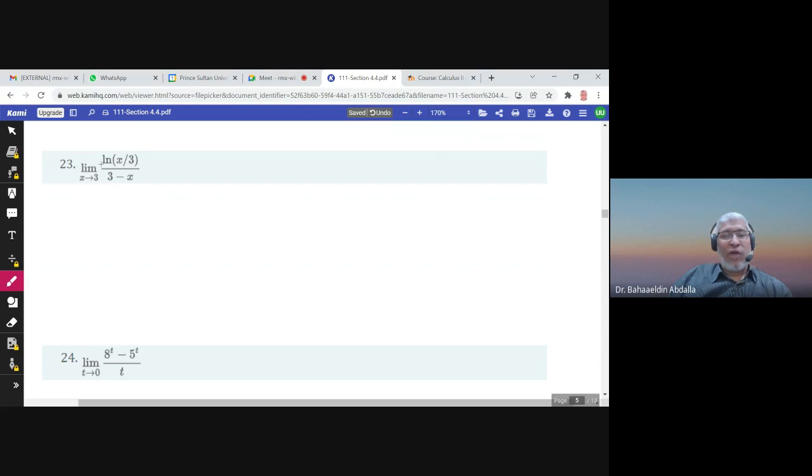3 over 3 is 1. Ln 1 is 0. I have 0 over 0. So I use L'Hopital's. Derivative of ln x over 3 is 1 over x over 3 times the derivative of x over 3, which is 1 over 3, over derivative of 3 minus x is negative 1. Let us simplify this.